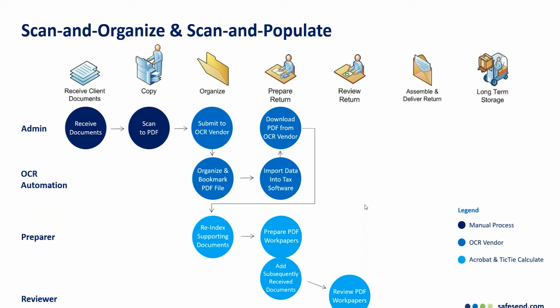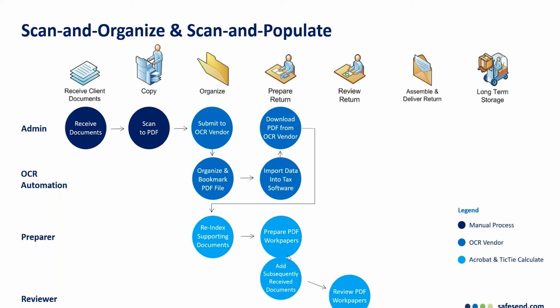All right, so you will see the color coding on the screen, items in medium blue, is what I like to call this spot in between. The medium blue are what the OCR vendors are doing, and then they give it back to you, and you are basically completing the process with the items here in the light blue by using Acrobat and a product such as TicTie Calculate. This is exactly why companies like CCH bundle their service offerings.